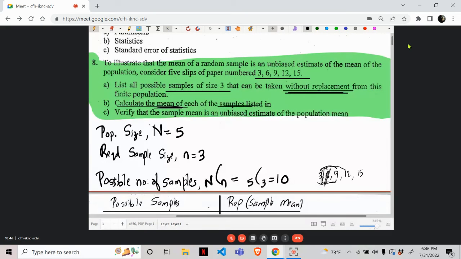Okay, now can you see? They are asking the same question. Verify that the sample mean is an unbiased estimate of the population mean. So, calculate the population mean. Even though it is not asked, can you calculate the population standard deviation also? Just for experiment's sake.